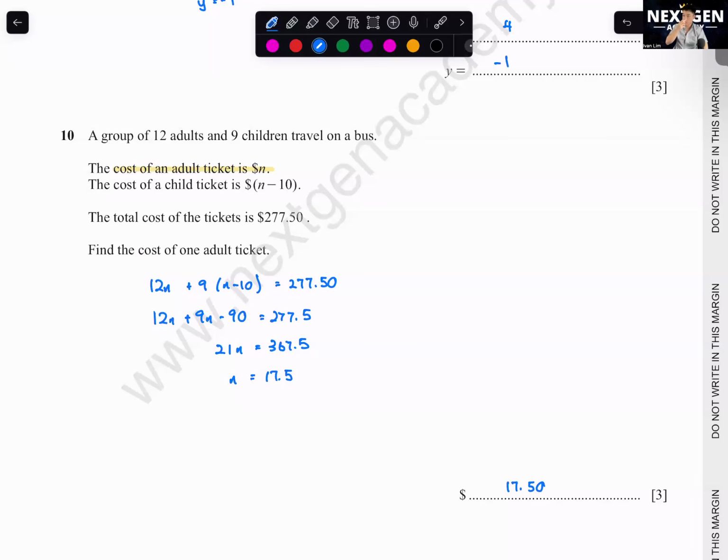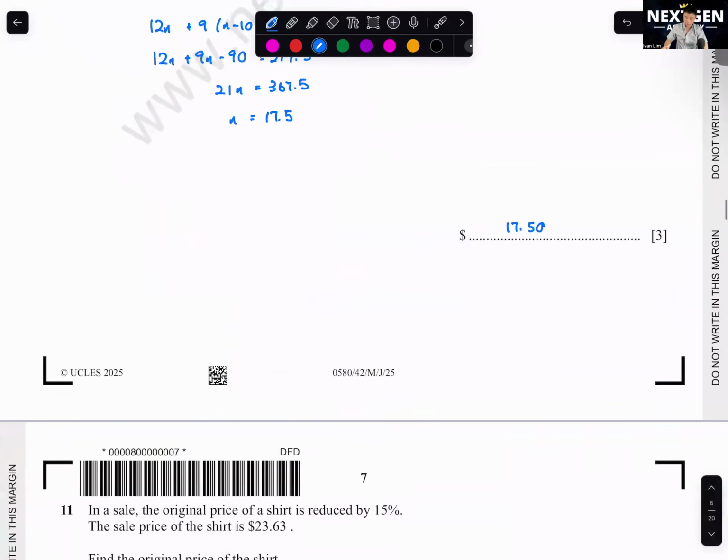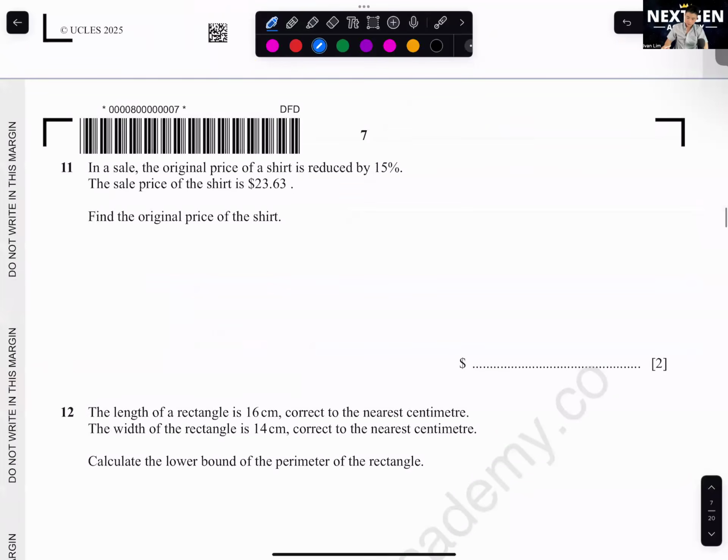Okay, let's go to question 11. Just now some of you also had questions for this one. In a sale, the original price of a shirt is reduced by 15%. The sale price of the t-shirt is $23.63. Find the original price of the shirt. Okay, original price in percentage. I want you all to always write this down.